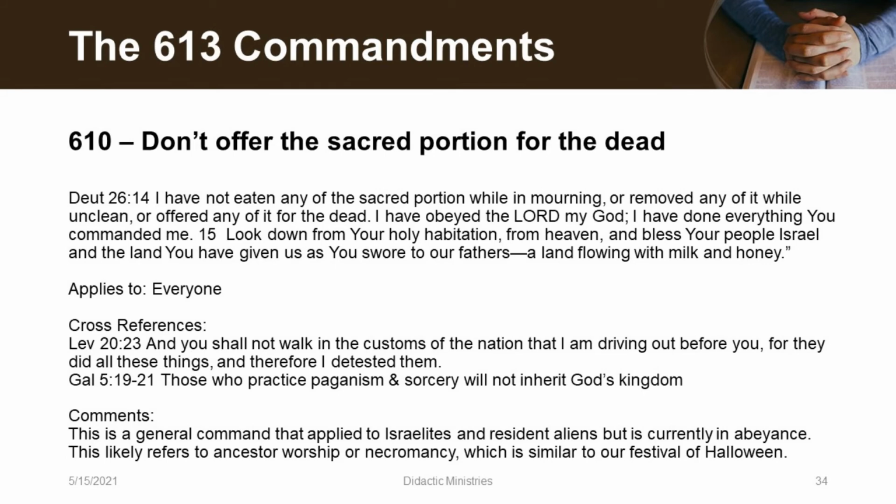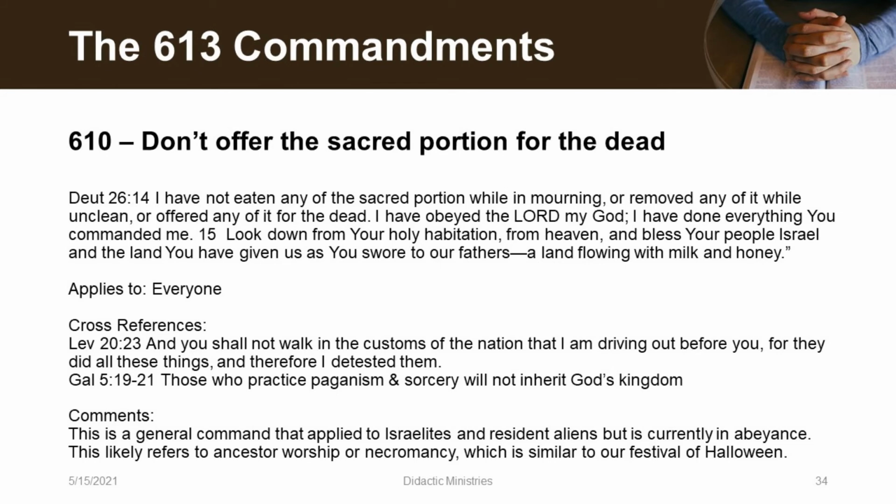Look down from your holy habitation, from heaven, and bless your people Israel and the land you have given us, as you swore to our fathers, a land flowing with milk and honey." This is a general moral command that applied to Israelites and resident aliens alike, but is currently in abeyance. No one is allowed to eat a sacrificial offering while they are unclean due to the death of a family member, which is why God allowed the Israelites to celebrate the Passover in the second month of the Hebrew calendar.